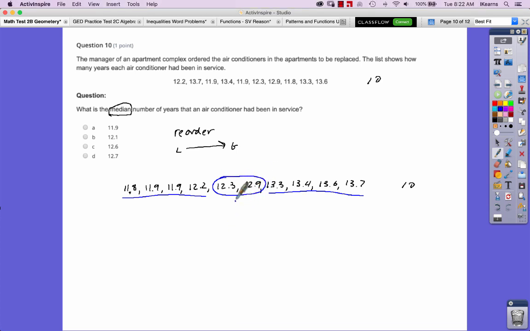When you have an even number, we need to find the average of these 2 in order to find the median. So what we're going to do is take 12.3 plus 12.9, and then divide it by 2. Because there's 2 numbers, this is effectively finding the mean or the average of these 2 numbers. So if you add these 2 up, you will get 25.2. And if we divide that by 2, we will get 12.6, which is C.